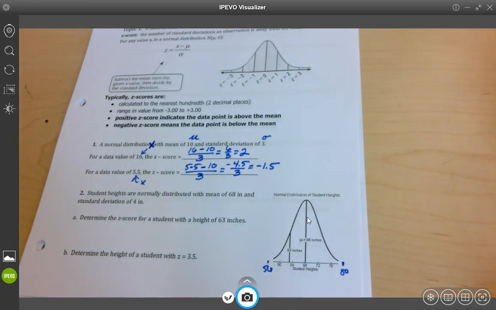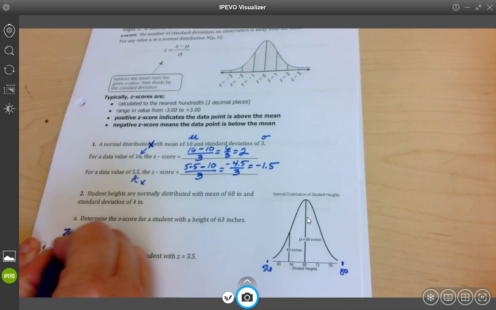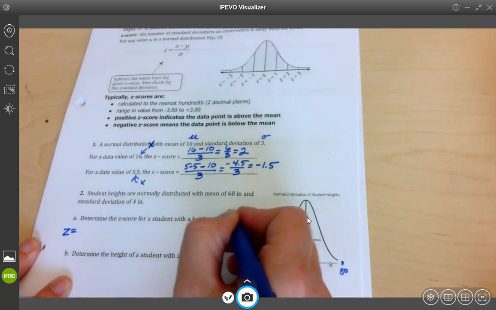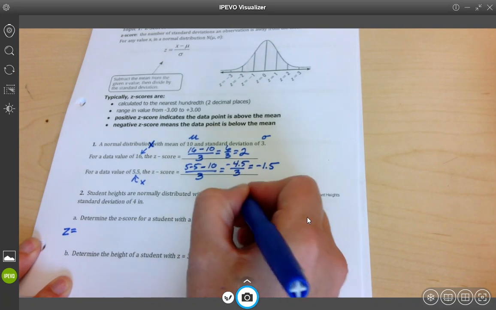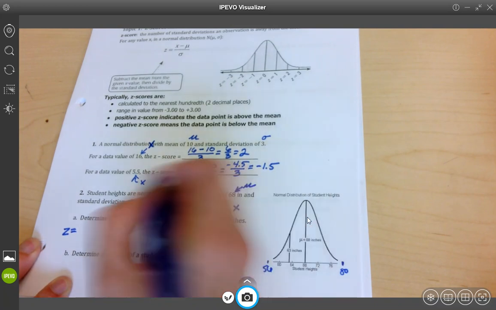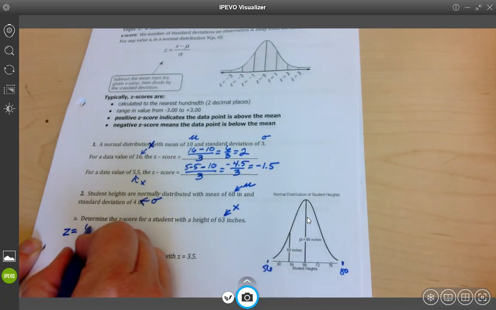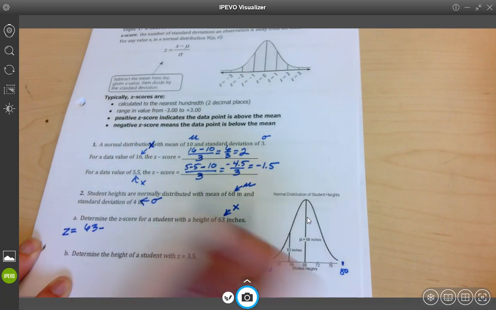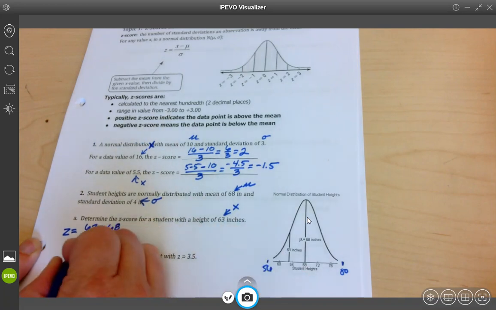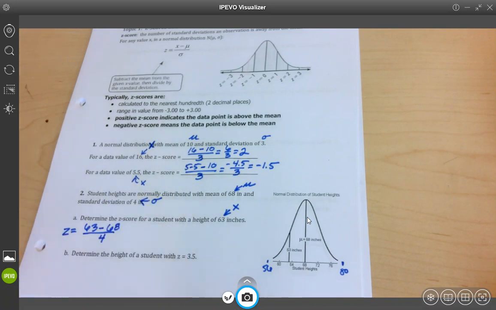All right, so student heights are normally distributed with a mean of 68 and a standard deviation of 4. Determine the z-score for a student with a height of 63 inches. So go ahead and do that. That's my x, that's my mean, and that one is my standard deviation. Yeah, I got negative 1.25. Let's see.